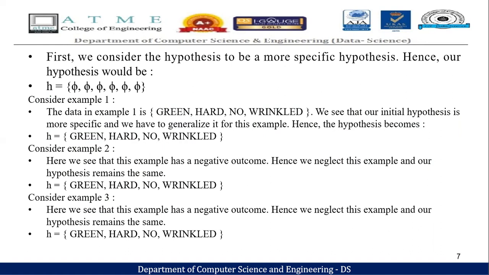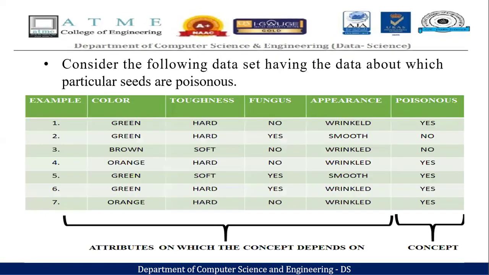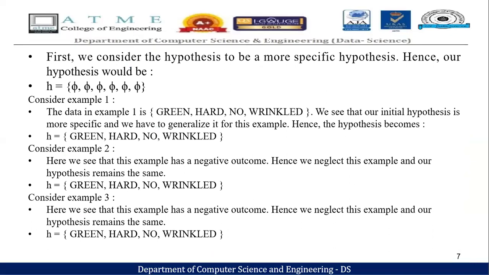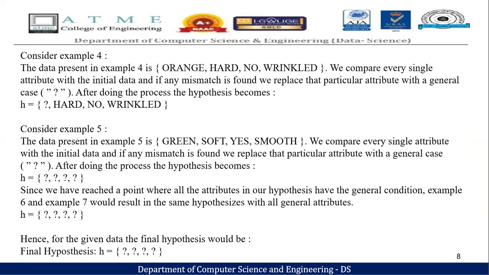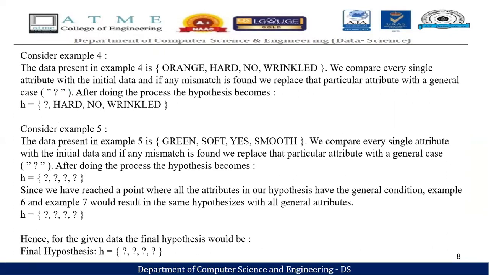Consider example 2. Its outcome is no, that is a negative outcome. So the hypothesis remains the same. Again, consider example 3. There also it is giving a negative outcome, so the hypothesis remains the same. Next, consider example 4. In example 4, it is yes, it is positive. Now you should check with the attributes. Here the color is orange, but according to our hypothesis, the color is green. Here both are different.